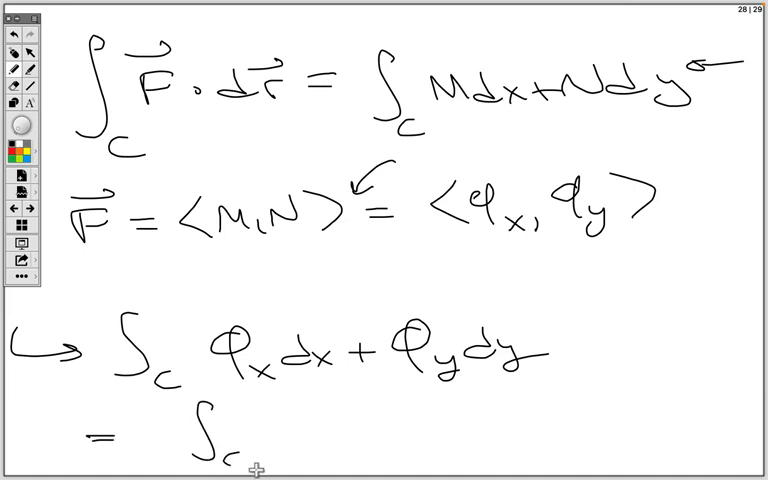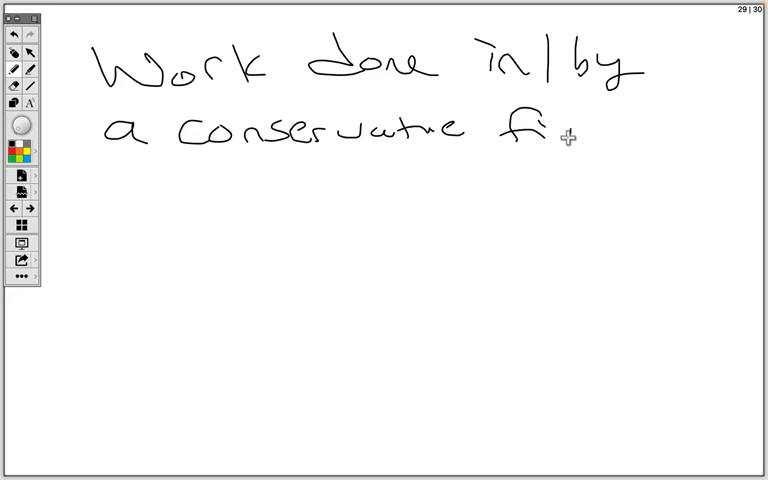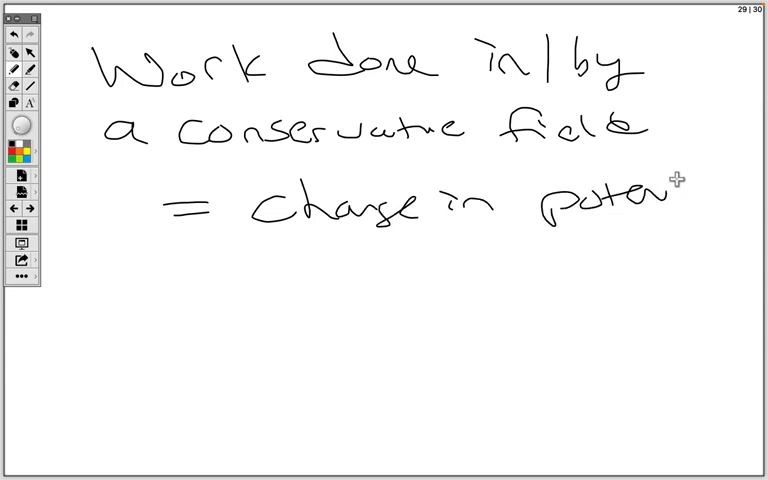Which means this is just the integral of the differential of phi, which is just the change in phi. What I mean by change in phi, we'll talk about that in a minute, but there it is. In other words, the work done in or by a conservative field is equal to the change in potential.